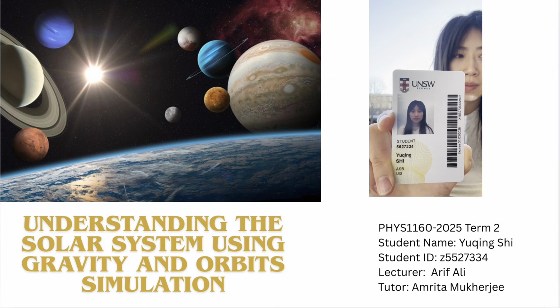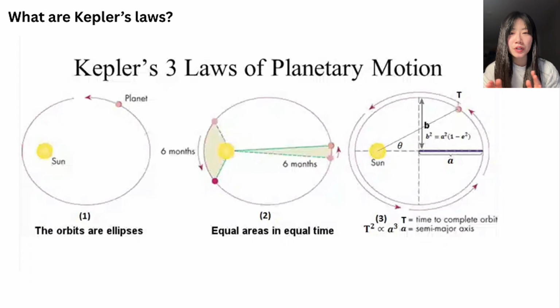Today, I will be presenting my experiment on understanding the solar system. What are Kepler's laws? Kepler's first law is that planets move in elliptical orbits, with the sun located at one focus of the ellipse, not at the center. Kepler's second law is that a planet sweeps out equal areas in equal times, so when the planet is closer to the sun, it will move faster.